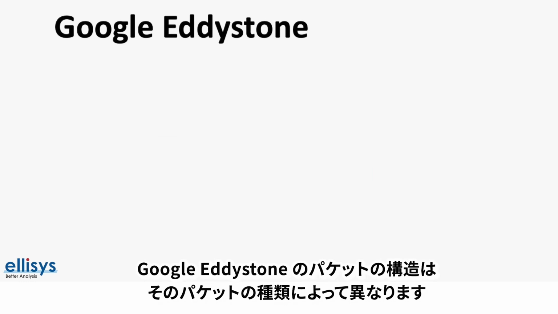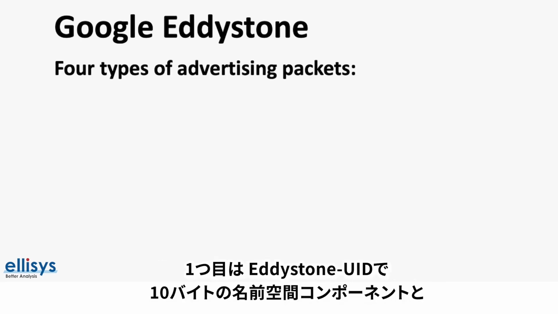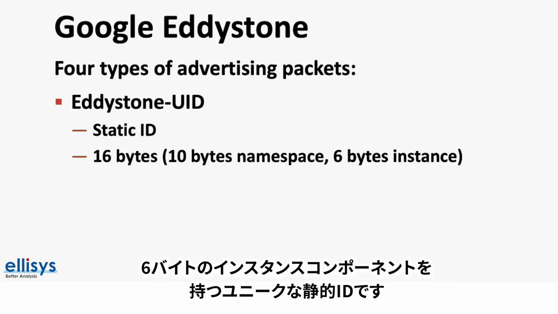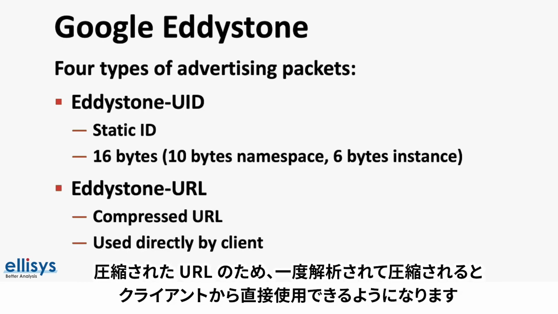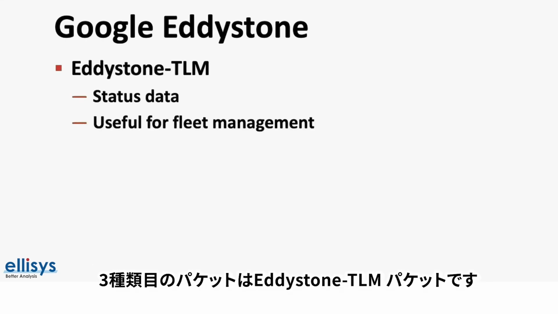The packet structure for a Google Eddystone packet depends on the type of that packet. In Eddystone, there are 4 types, versus only one in iBeacon. The first is the Eddystone UID, a unique static ID with 10-byte namespace component and a 6-byte instance component. The second one is the Eddystone URL, which is a compressed URL that, once parsed and decompressed, is directly usable by the client. The third type of packet is the Eddystone TLM packet.